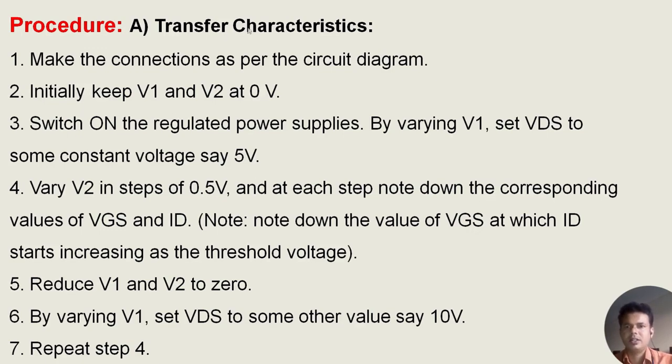Procedure for transconductance: make the connections as per the given circuit diagram. Initially keep V1 and V2 at 0 volts, switch on the regulated power supply, and by varying V1 set VDS to some constant voltage, say around 5 volts. Vary V2 in steps of 0.5 volts, and at each step note down the readings of VGS and ID. Reduce V1 and V2 to 0, then set VDS to some other value, say 10 volts. Repeat the previous step and then plot the graph of VGS versus ID.